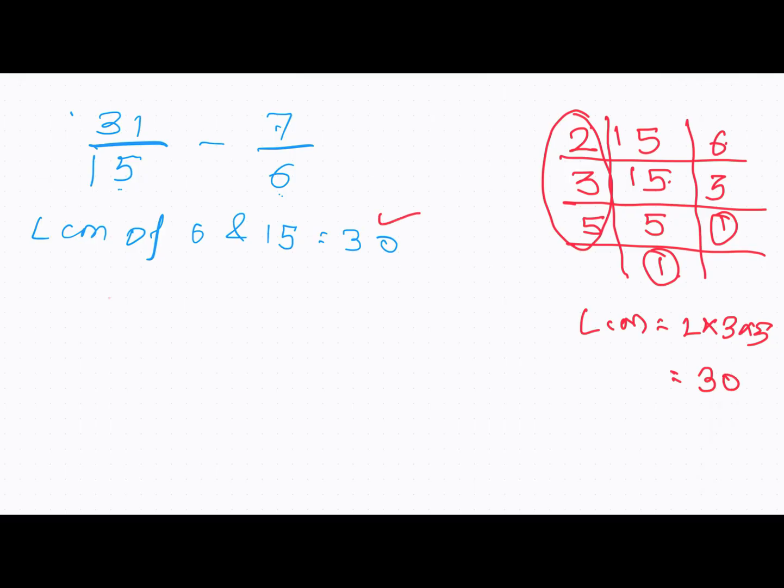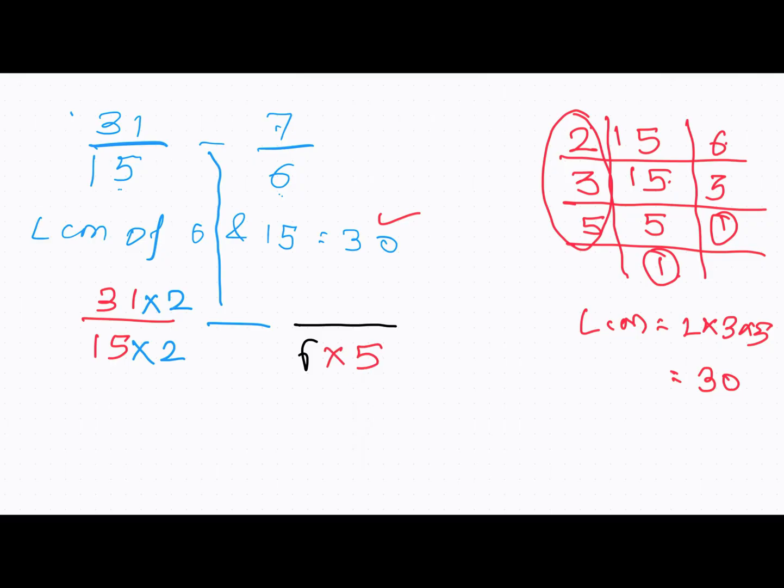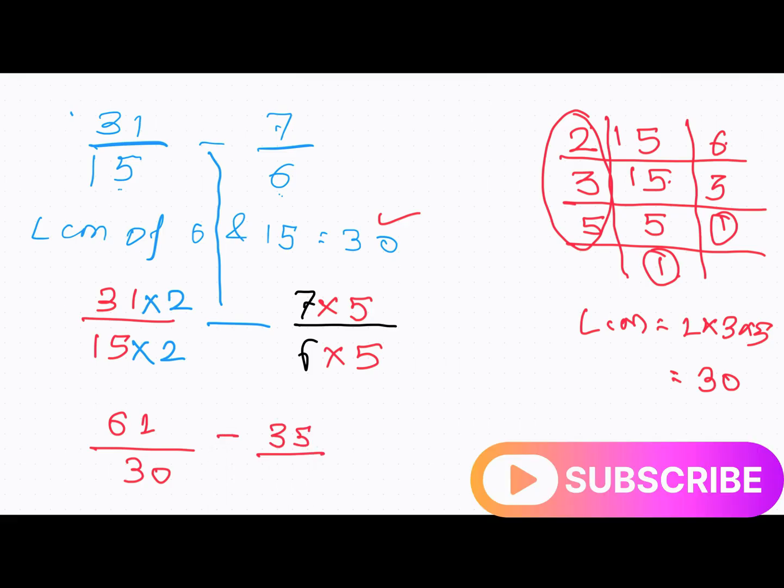So what you need to do now, you have to make the denominator 30. For that matter, you have to multiply the denominator by 2. So you multiply the numerator also by 2. Simple. Now you keep the sign in the middle as it was. Now in the second fraction, the denominator was 6. To make it 30, you have to multiply by 5. So in the numerator also you have to multiply by 5. So in this case, the denominator becomes 30, numerator 62, minus 7 5s are 35, denominator 30.